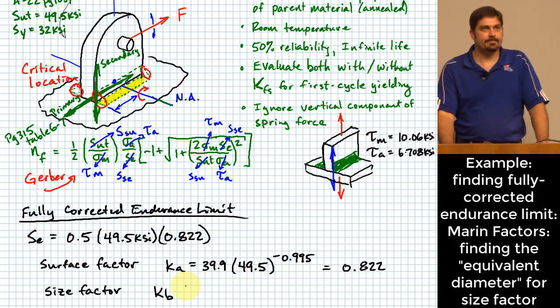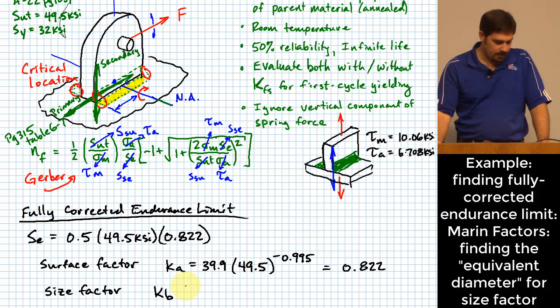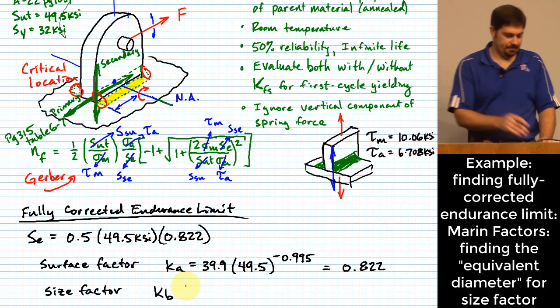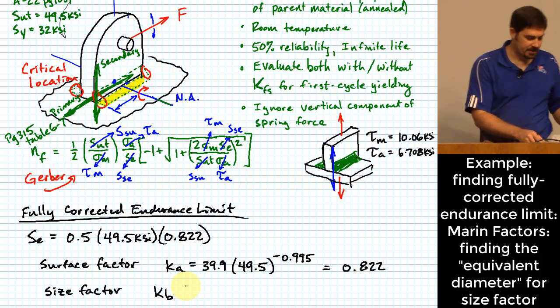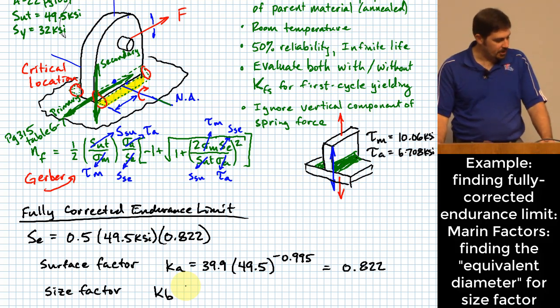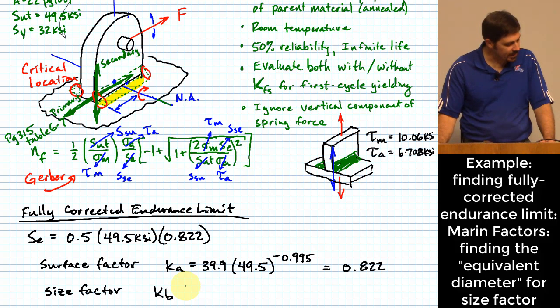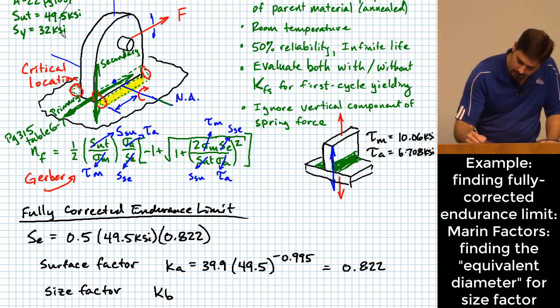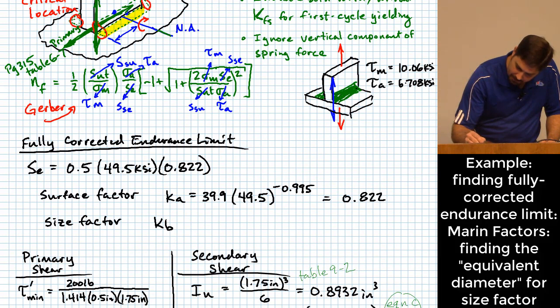Do we have a diameter? No. Do we have a case of rotating bending? No. So that means we can't immediately apply any of the dimensions that we have for this case to that equation for K sub B. So what do we do? We have to find an effective diameter, and the best place that I can advise you to go for that is on the following page, page 298. So I'll go ahead and put that right here, page 298.